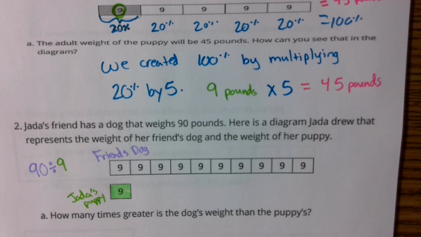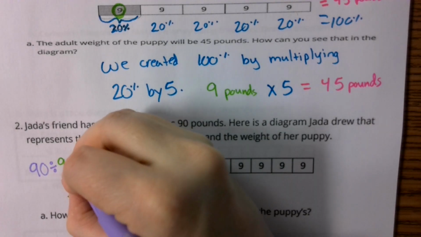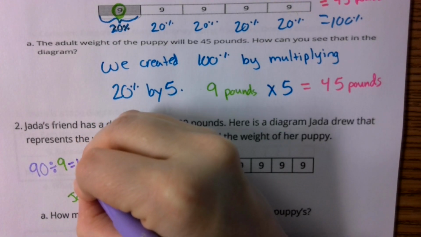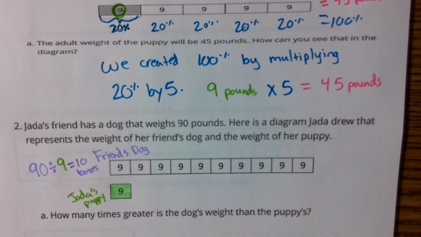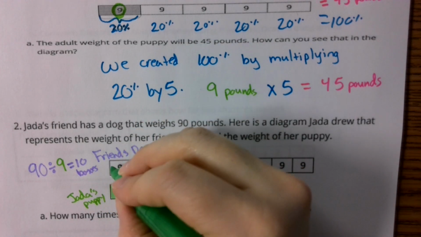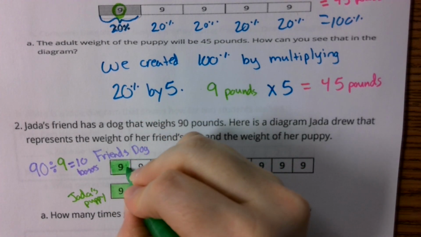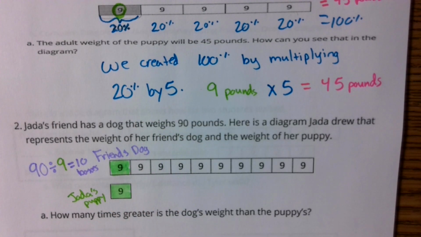That way it tells us how many boxes to create, which let us know that we're going to create 10 boxes. So that's where we get these 10 boxes from. And so now when we're looking at these 10 boxes, this portion right here is what Jada's puppy is representing from the adult. A very small amount. In fact, a very small percentage.